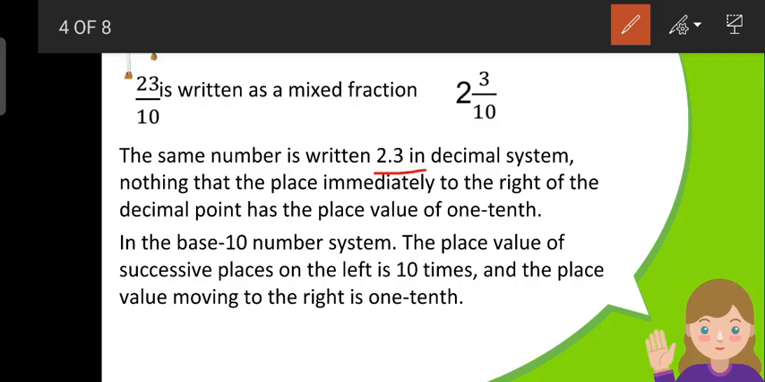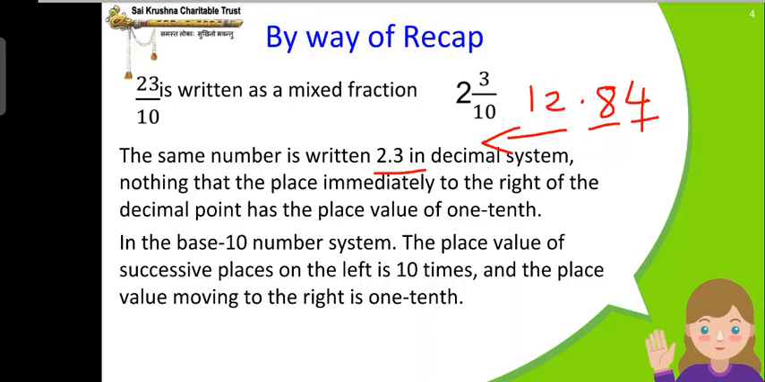Okay. In the base 10 number system, what happens? The place value of successive places on the left is 10 times, and moving to the right is 1/10, which means what? For example, if it is 12.84. Okay. So 8 represents 1/10, 4 represents 100th. Is it clear? So, if we move towards the left side, then it is 10 times, 100 times, like that. We already know, no? 1's place, 10's place, 100's place, right? After the decimal point, it is 1/10, 100th, like that.